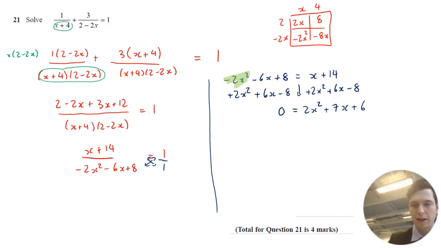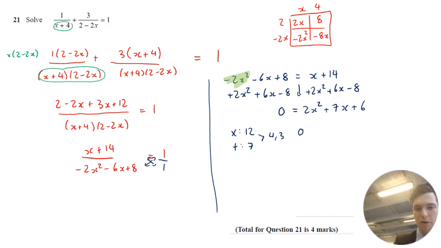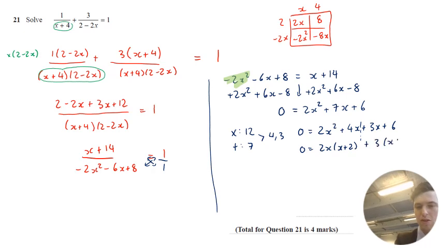Okay, almost there. I now know what to do. I'm looking for two numbers that multiply to give 12. 2 times 6 is 12. And add to give 7. Those numbers are 4 and 3. So I've got 0 equals, splitting up the 7x. We've done lots of this recently. So I'm just doing the normal method.